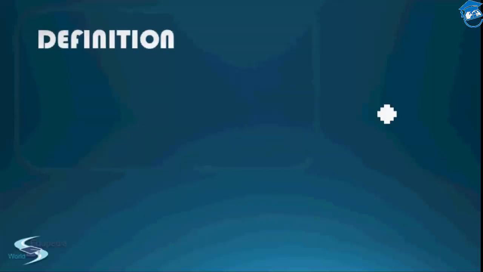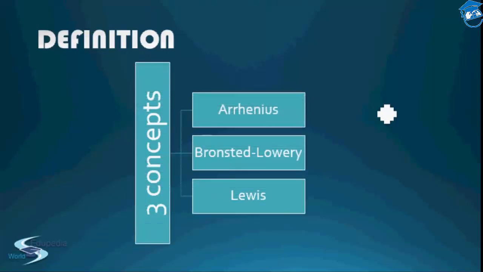There are three definitions of acid and base. These are called three different concepts, namely Arrhenius, Bronsted-Lowry and Lewis concept. These are the three concepts we'll study. Today we'll study the Arrhenius concept of acid and base, and in the next video session we'll study the other two. So let's begin with what the Arrhenius concept of acid and base is.